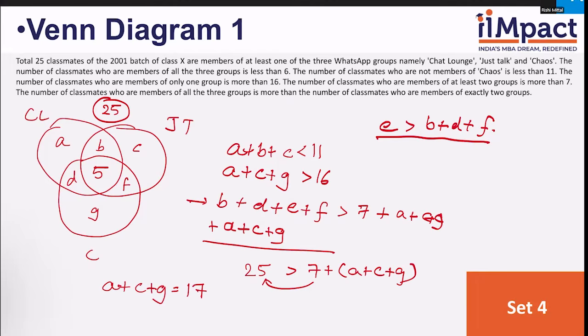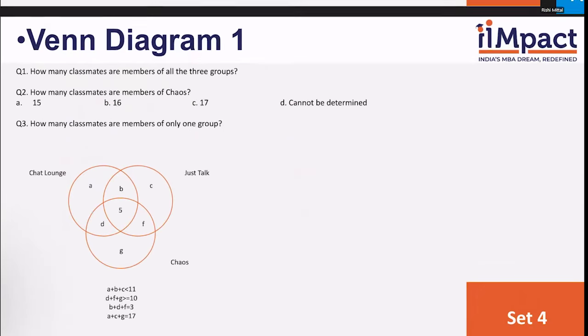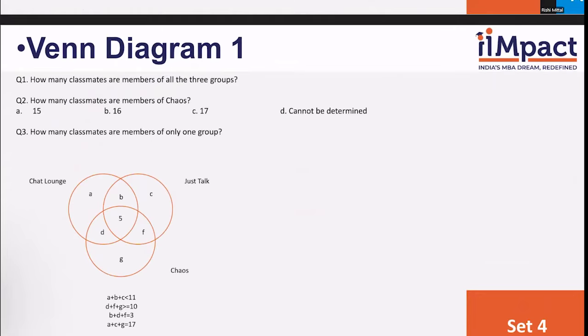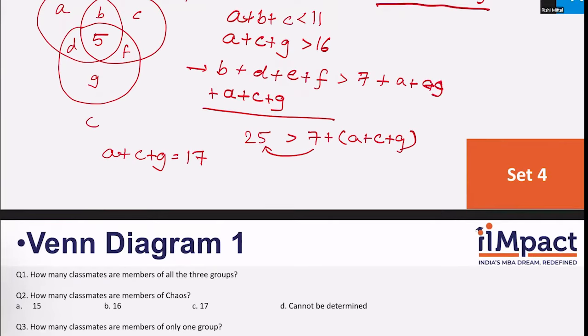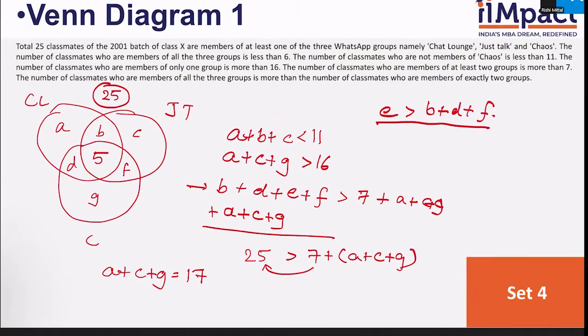I know B plus D plus F ranges more than 2. And I know A plus B plus C is less than 11. What else can I do over here? Can I get some other values? No, I think that's it. So let's move forward. Cool. Just give me a second. So if A plus C plus G is 17, I know E was 5. So B plus D plus F becomes 3. Yes, I can establish that as well.